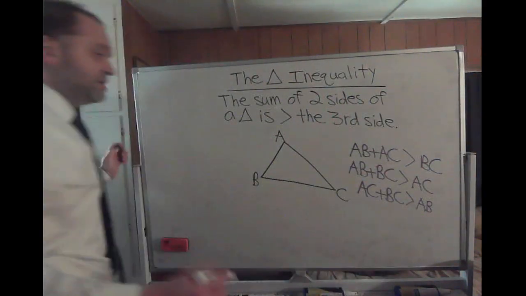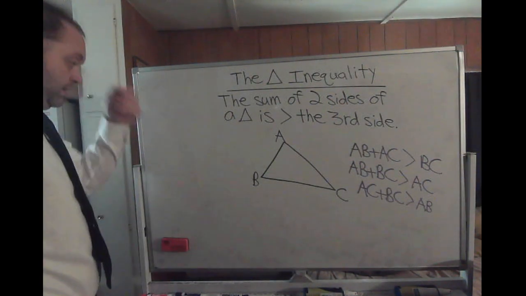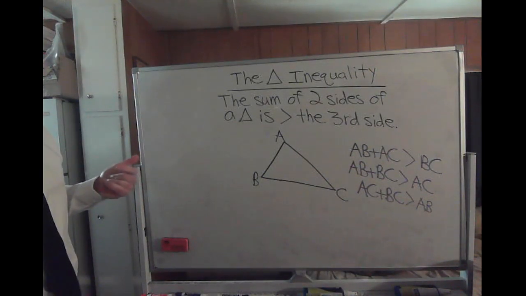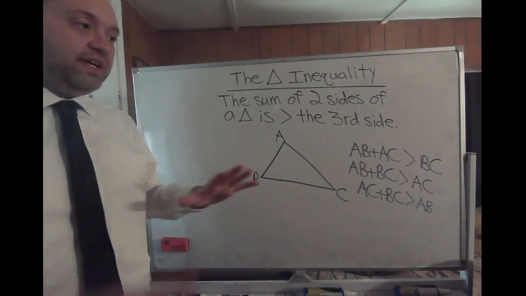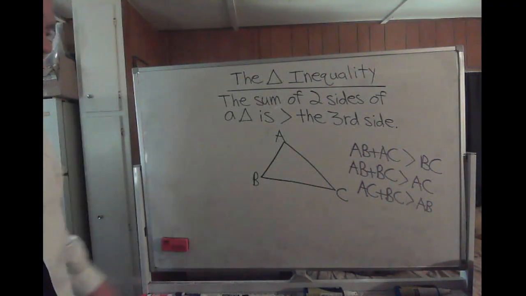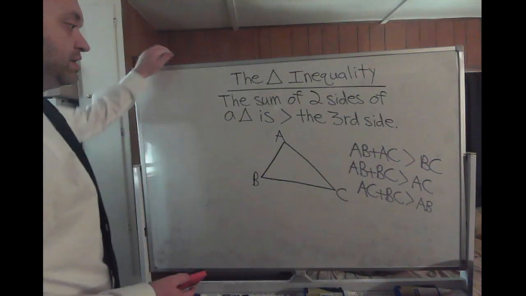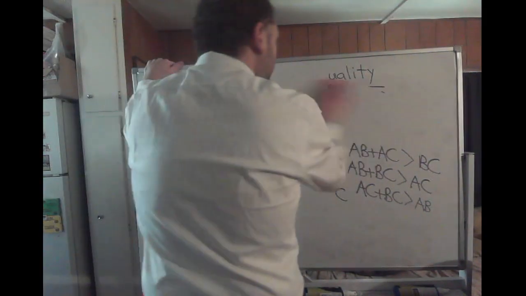It almost sounds like Pythagorean theorem for a minute, but it's not. Because remember, Pythagorean theorem is a squared plus b squared equals c squared. This is simply just saying that just take the lengths without squaring them of two sides. It's always going to be greater than the length of the third side. So let's do a few exercises with this theorem.